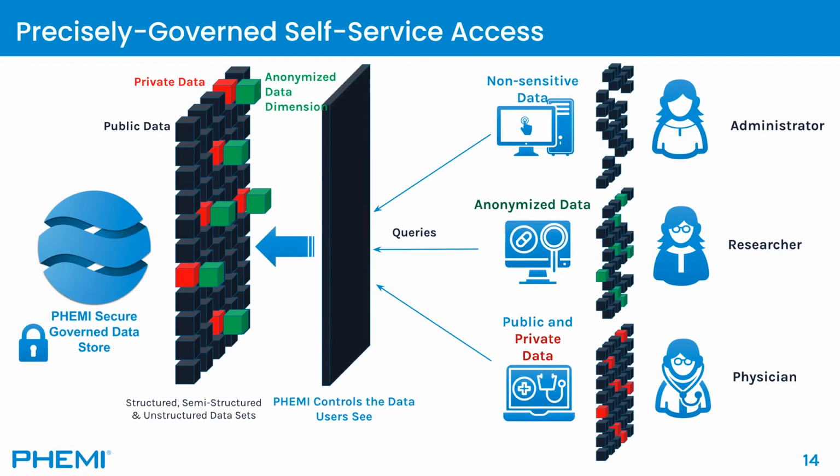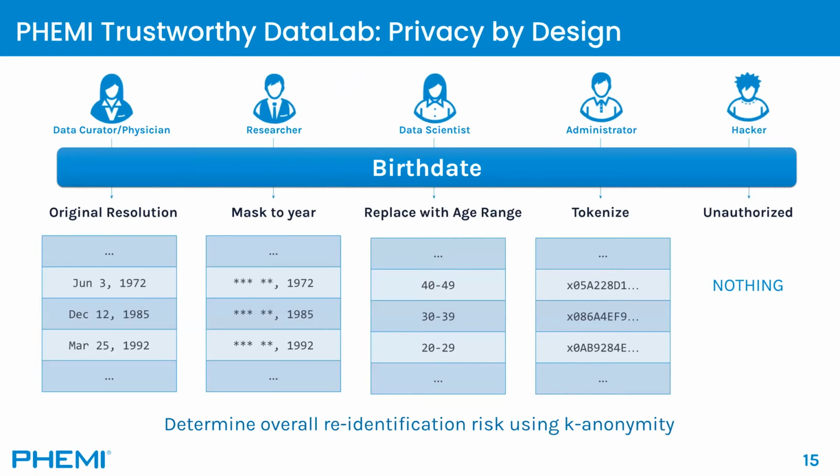And because we've implemented privacy by design, we can assess the risk of re-identification as we deliver these data to any specific end user. So to give you a sense of how that works, by keeping the PHI within the system, we can generate a resolution of those data appropriate to the specific end user.